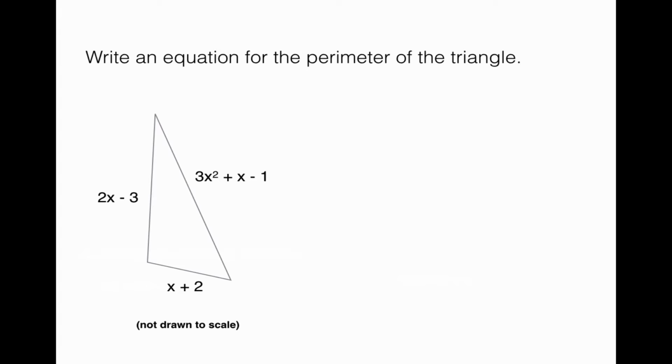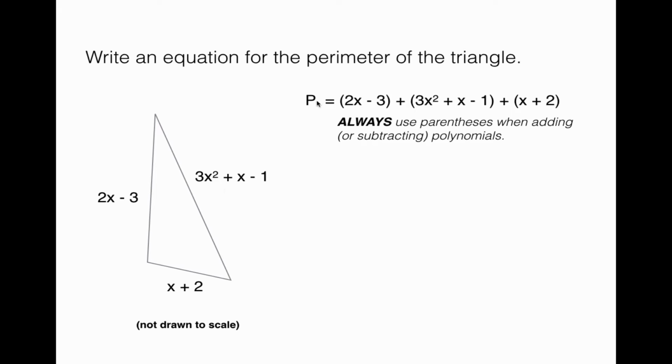Now, let's put this in a little bit of a context. So let's say we had this nice little triangle, and we wanted to write an equation for the perimeter of the triangle. How might we do that? Well, the perimeter is just the sum of the three sides. So we could write something like this. The perimeter equals 2x minus 3, that's one side, plus 3x squared plus x minus 1, that's another side, and then plus x plus 2, that's the third side.